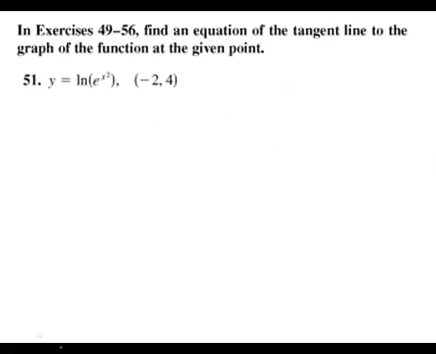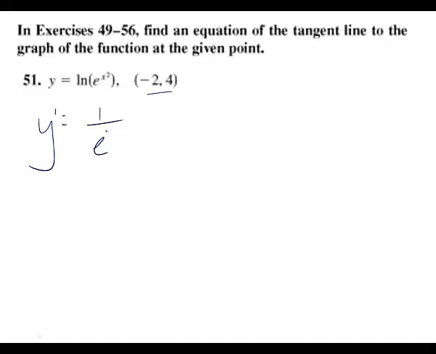All right, let's look at this one. We got to do equation of a tangent line to the graph of the function at the given point. Okay. So what two things do I need for equation of a tangent line? Point and slope. I have a point. What am I missing? Slope. So I got to take a derivative to get slope. So what's the derivative of what I've got here?